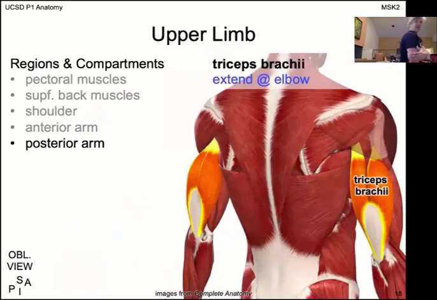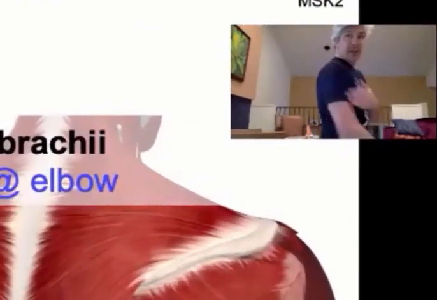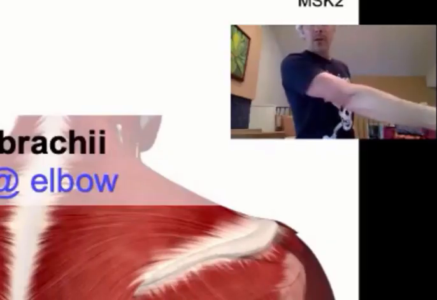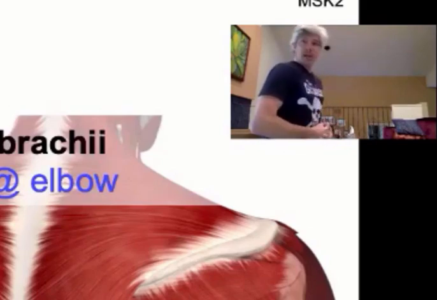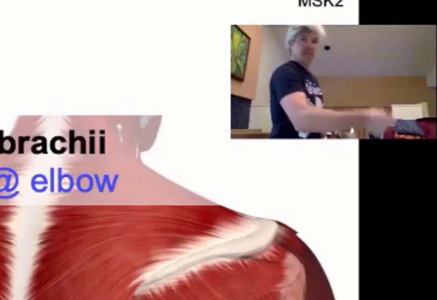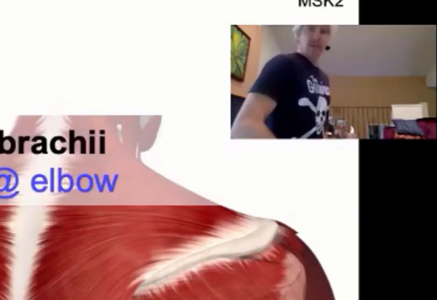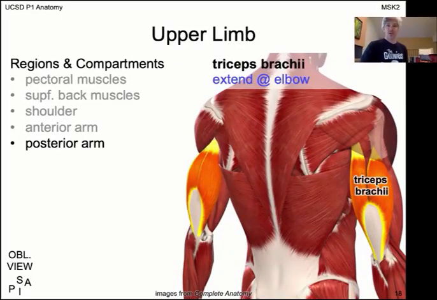On the back side of the arm, we have the slightly less famous, but actually much more powerful triceps brachii. So triceps is a three-headed muscle, brachii for the arm. It's on the back side of the arm, and it is a powerful elbow extensor. On the quiz, we had that example of striking a nail with a hammer. So we start flexed, biceps brachii might assist with the flexion, and then when we strike the nail, we extend forcefully at the elbow. That's triceps brachii, doing that extension at the elbow.